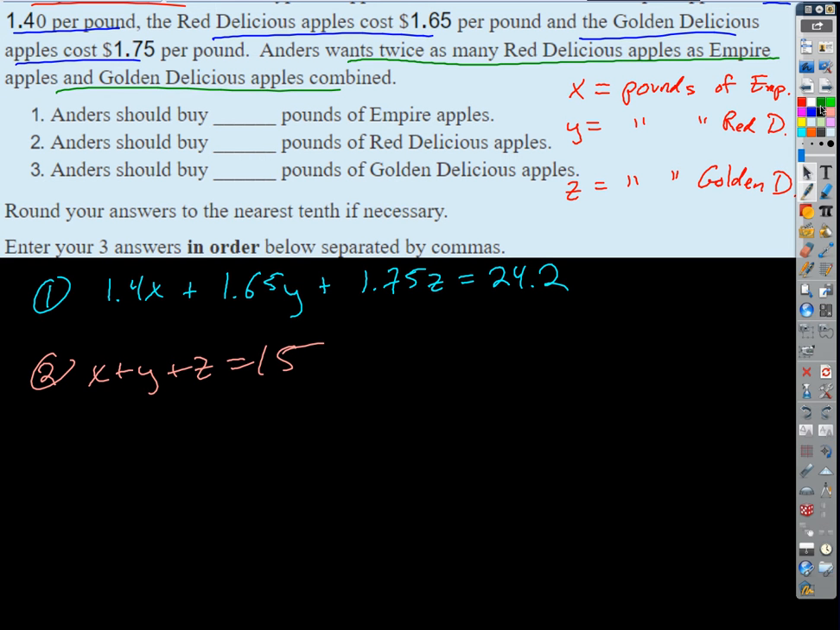Okay, so how am I going to say that then? Y equals 2 times X plus Z. There you go. So we want twice as many as the other 2 combined, right? So the number of pounds of the others would be X plus Z, and we've got to multiply that whole quantity by 2, because we want twice as many as both of those combined. Everybody agree? Okay, so then there's our linear system.